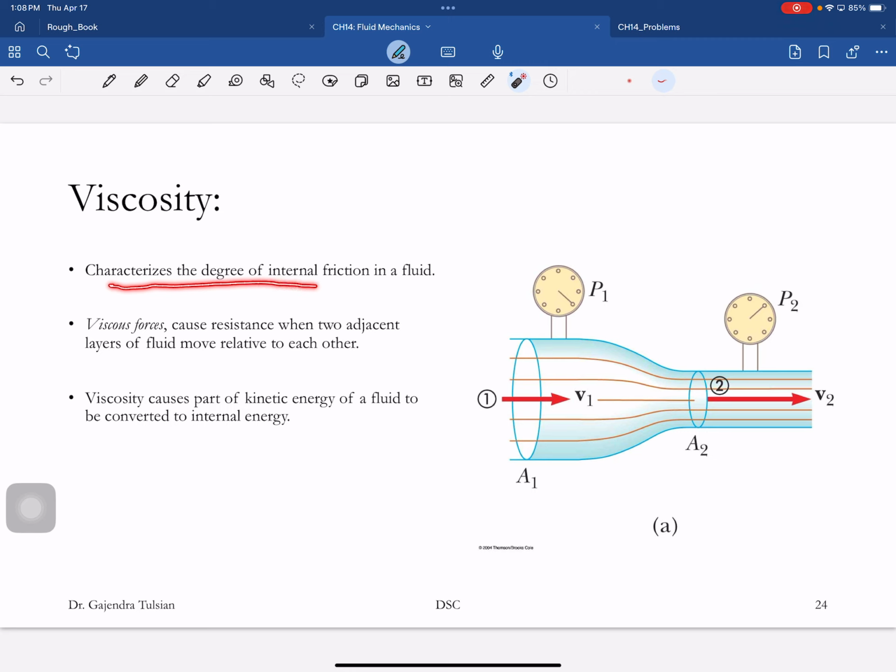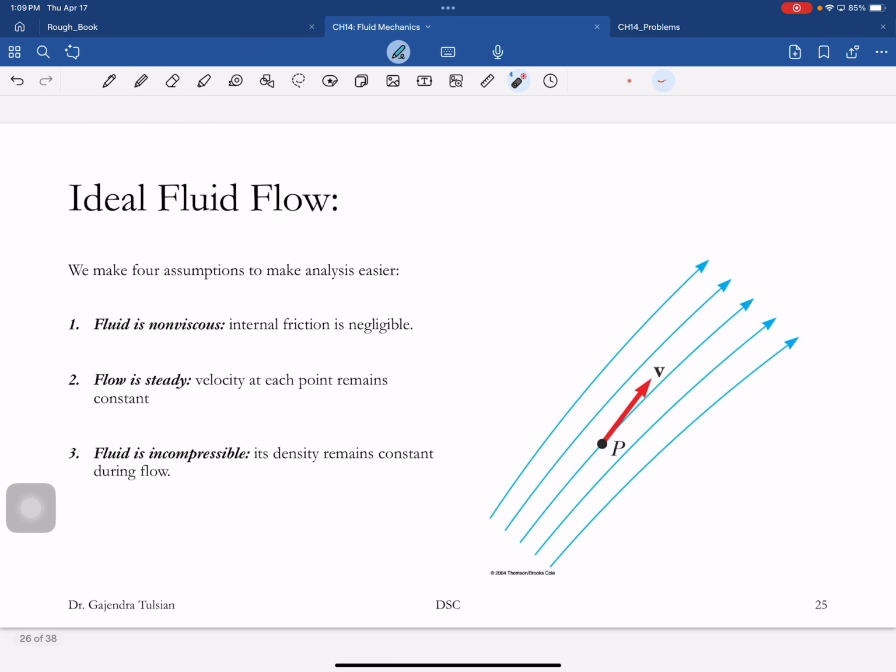Viscosity characterizes the degree of internal friction in a fluid. Viscosity causes part of the kinetic energy of a fluid to be converted to internal energy. You push the fluid and it acquires a velocity, but because of friction, some of that velocity gets converted to heat. The liquid slows down and then you have to push it again. All right, so we'll consider an ideal fluid flow.